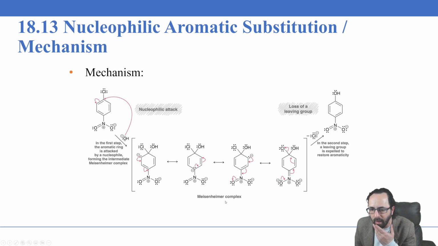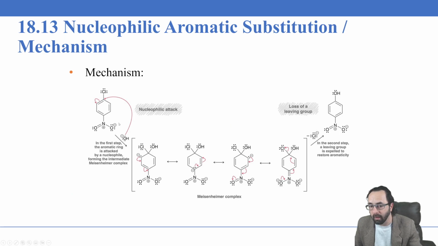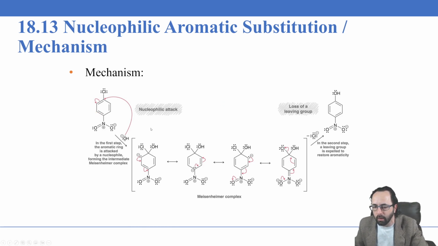So you can see that as a result, we have resonance stabilization through the nitro group, which is favorable and stabilizes the complex. What we're going to see is that if we have the nitro group in the meta position, this Meisenheimer complex cannot be formed. So you can take a look here. If we had instead the nitro group at the meta position and the nucleophilic attack occurred, we would not have the formation of this group here.